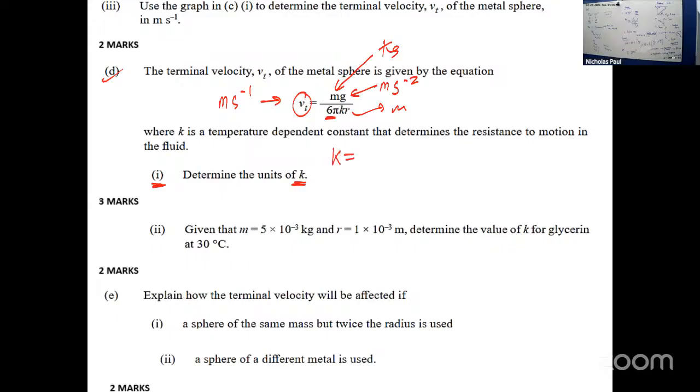Right? I'm just making k the subject, right? So that will be mg over 6 pi v_t r. Mass is in kg. Gravity is in meters per second squared. Velocity is in meters per second. And r is in m. Simplify it out. Let's see what you got.